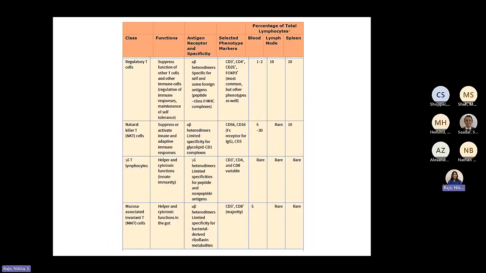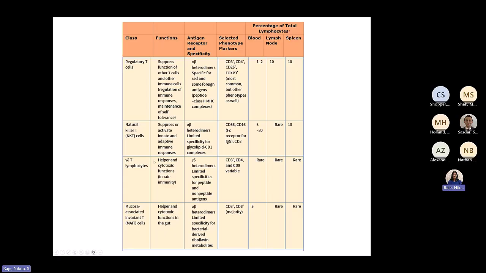Regulatory T cells are also alpha beta. They are positive for CD25 and FOXP3. These are important markers for regulatory T cells. NK T cells have NK cell markers and T cell markers on them. So T cell marker is CD3 and NK cell marker is CD56 and CD16. So again, their TCR is alpha beta.